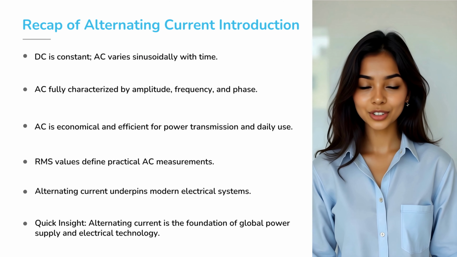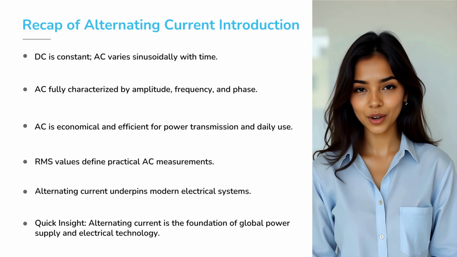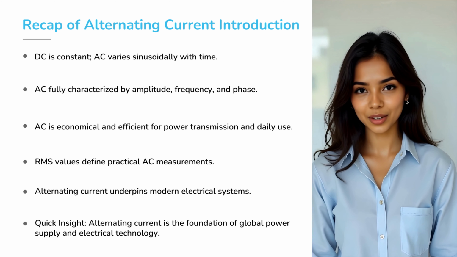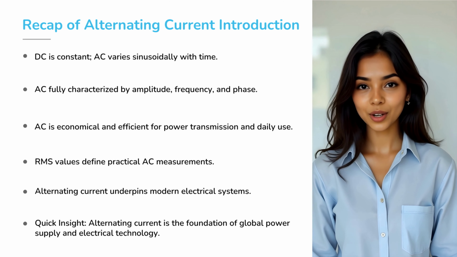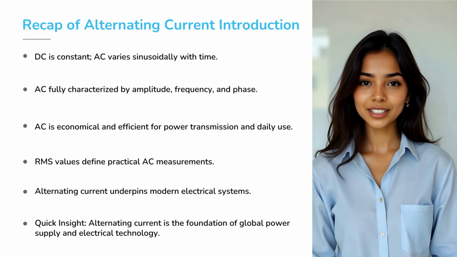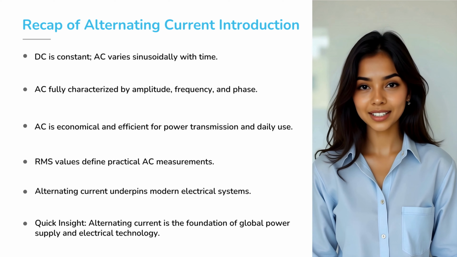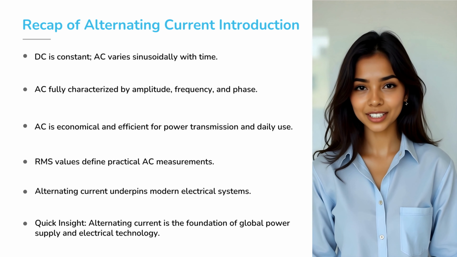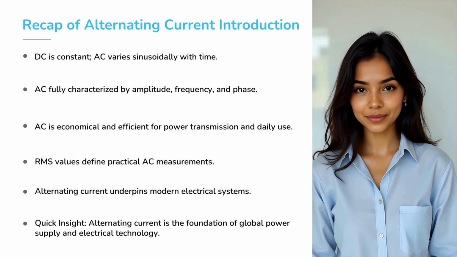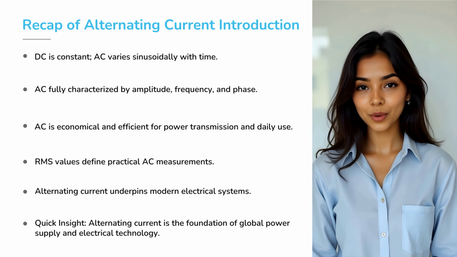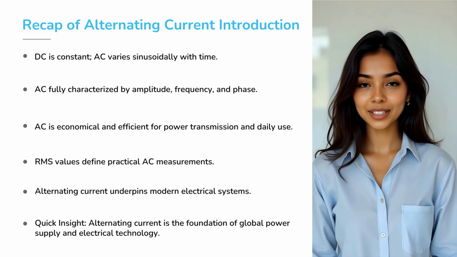So, let's bring it all together. Direct current flows steadily in one direction, but alternating current oscillates sinusoidally with amplitude, frequency, and phase. Thanks to transformers, AC can be transmitted economically over long distances, powering everything from home appliances to giant industrial machines. And remember, the practical 230 volt supply we talk about is actually the RMS value of a wave that peaks at 325 volts. Alternating current is the very heartbeat of modern civilization. Without it, our homes, industries, and technologies would simply stop.